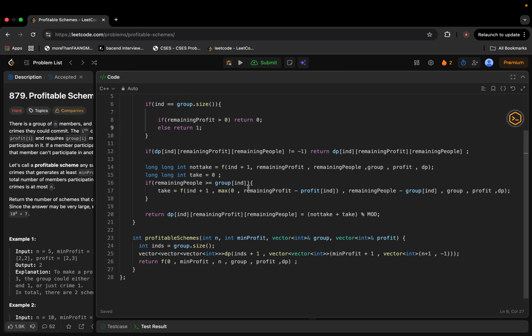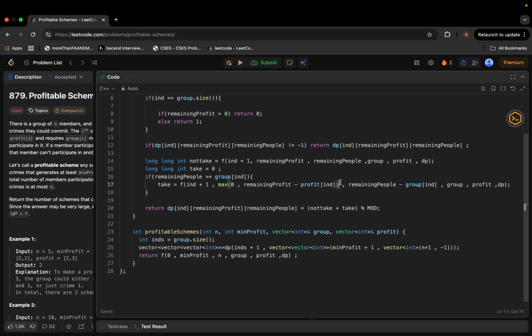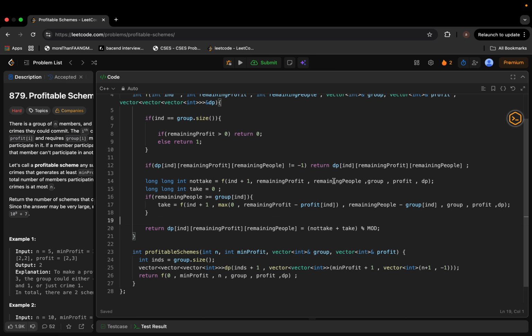Now here you have seen that I have written max of 0 or remaining profit minus profit of index. Why have I written this? I have written this because of a dp vector. Let's suppose I have not written this. This can go negative, which is true as well. Remaining profit is negative, that means we are making more money. We are making more profits, which should be allowed as well.